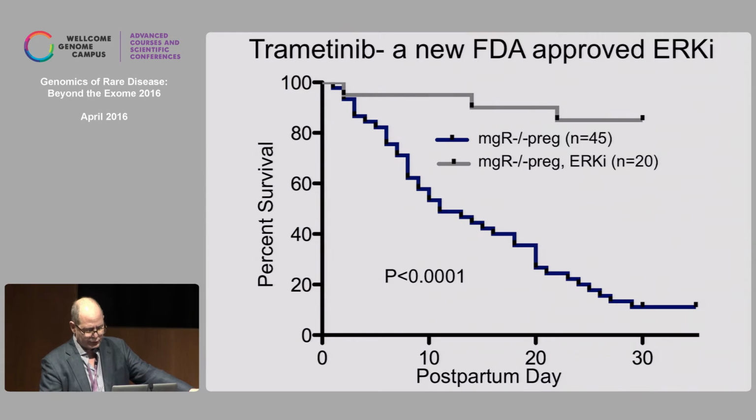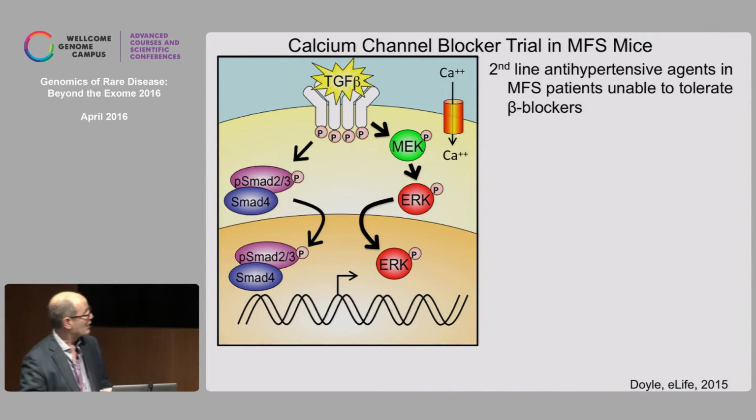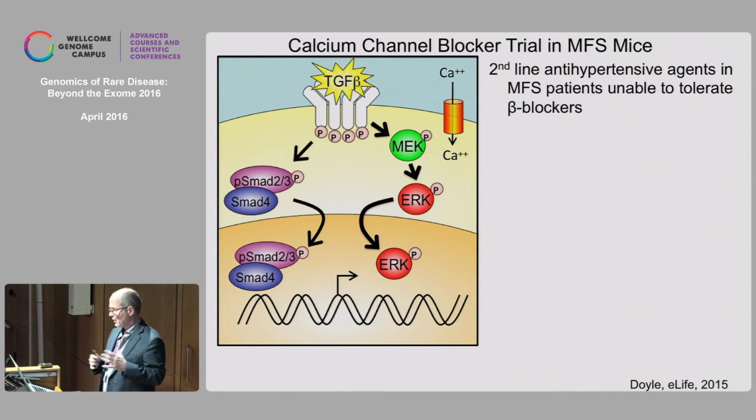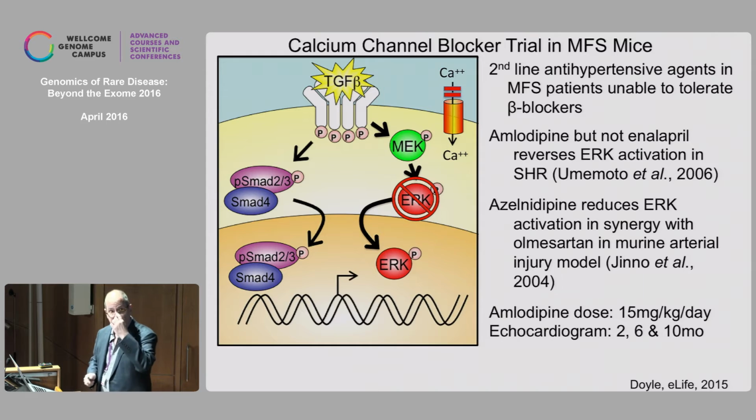Now, all news isn't good news. We decided to ask whether all antihypertensive agents are protective in Marfan syndrome, and specifically calcium channel blockers, which are currently considered second-line antihypertensive agents in this disorder. We were initially very optimistic. If you looked at the literature, you could find reports that some calcium channel blockers, such as amlodipine, could reverse ERK activation in hypertensive rats, that other calcium channel blockers could reduce ERK activation in synergy with angiotensin receptor blockers in arterial injury models. So we had high hopes going in.